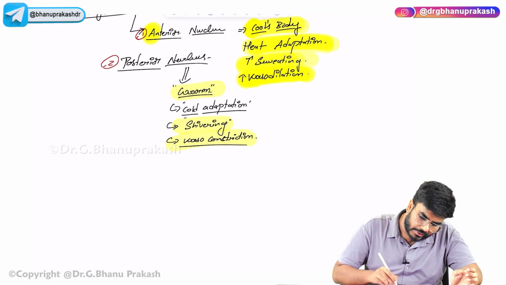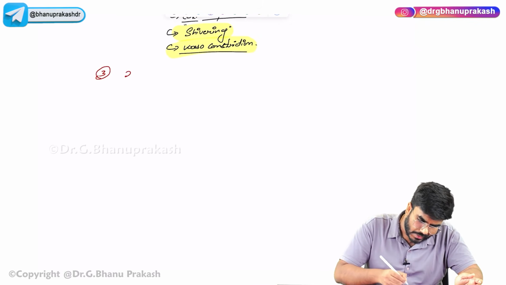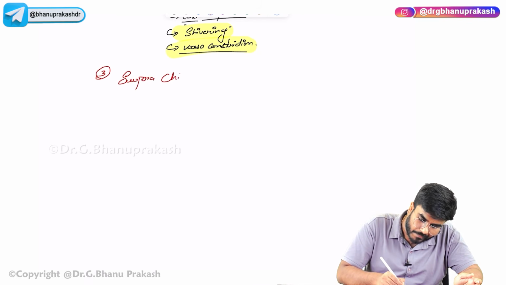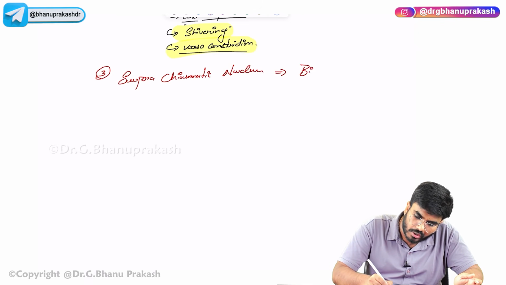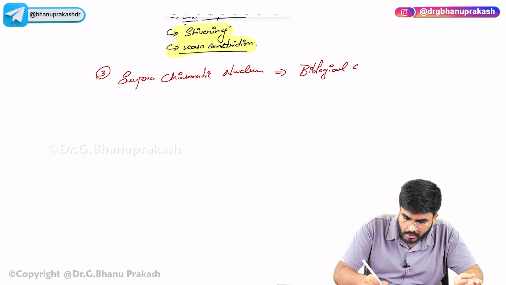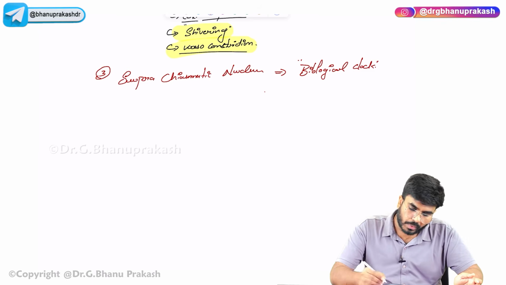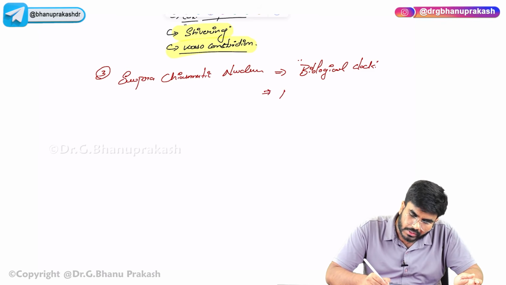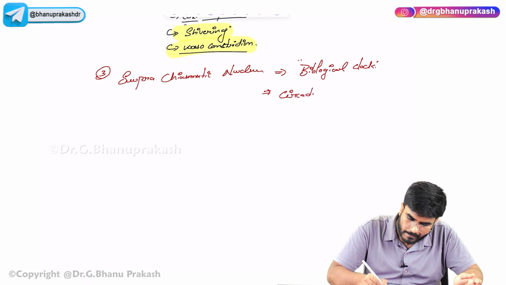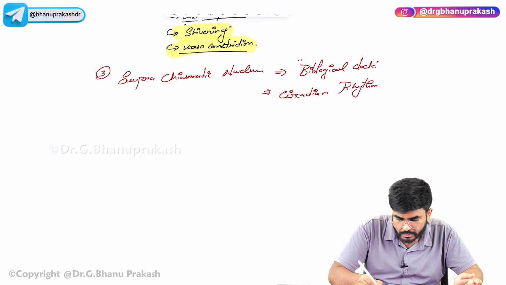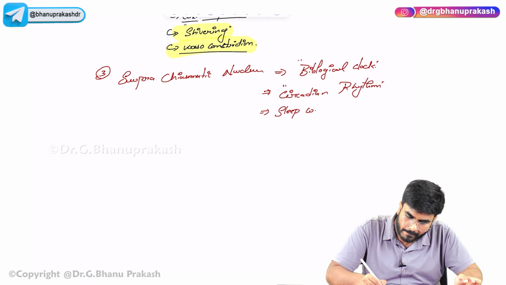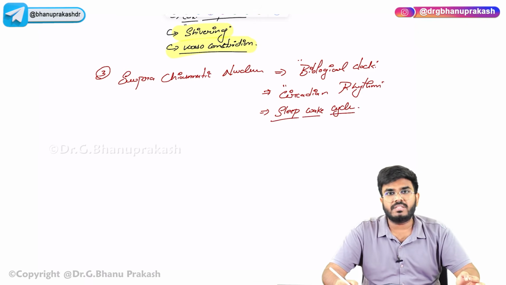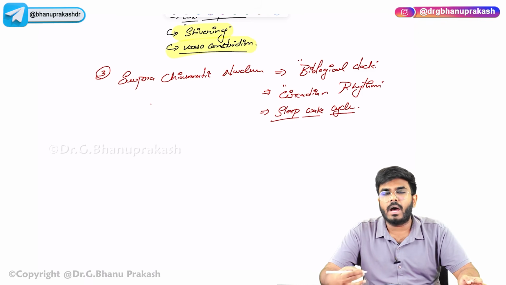Two nuclei are completed. The third nucleus is the suprachiasmatic nucleus. The suprachiasmatic nucleus is called the biological clock. Why? Because it is going to regulate your circadian rhythm, that is the 24-hour activities, or you can say the sleep-wake cycle. So the suprachiasmatic nucleus is a biological clock that controls your circadian rhythm or sleep-wake cycle.